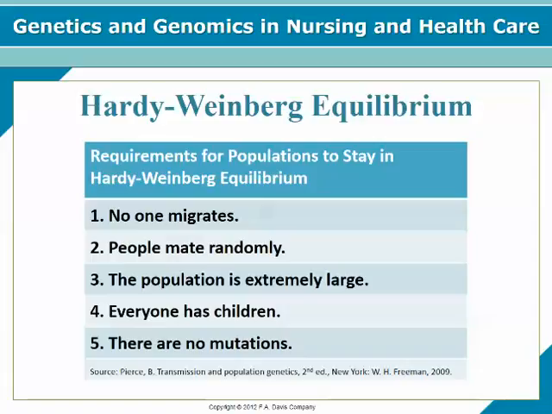So no one would migrate, people would mate randomly, the population is extremely large, everyone has children, and there are no mutations. So we can see that this is not really a realistic view of the way a population is. It is a mathematical equation, and it focuses on how the allele frequencies would remain the same. We'll see the mathematical equation on one of the other slides, but it's really kind of interesting.